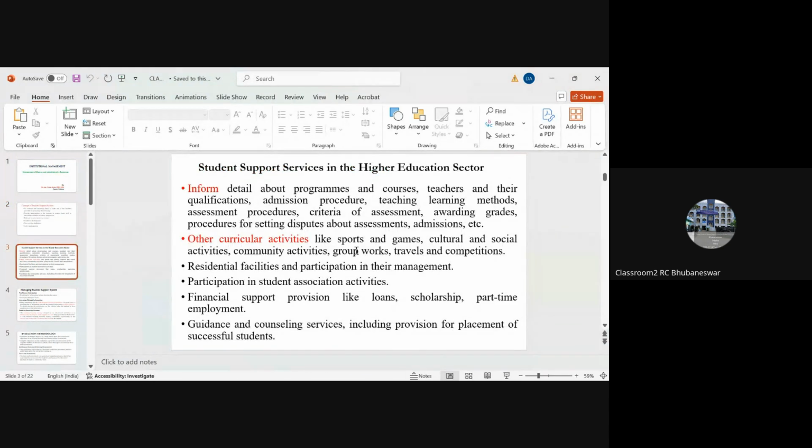Student support service in the higher education sector. In the last class we have already discussed getting information and other curricular activities. What are other curricular activities? We know sports and games, literary activities, cultural and social activities, awareness activities, community activities, group works, travel and competitions, study tours, workshops, seminars, residential facilities, participation in management, participation in students association activities, and financial support like loans, scholarship, part time employment.